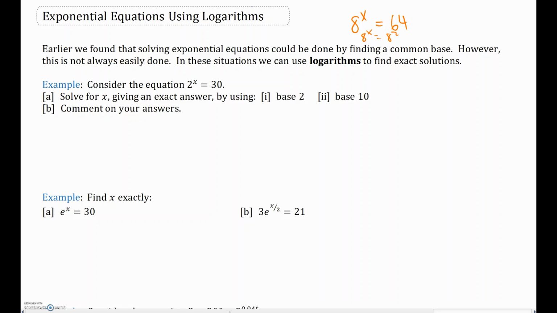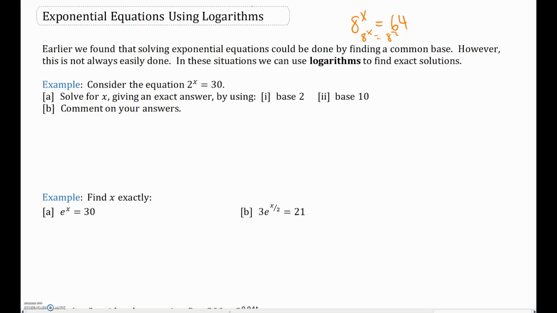So look at example 1. Consider the equation 2 to the x equals 30. Dang it, if it was 32, we could have written that as 2 to some power, right? However, we can't. So we can kind of guess. Let's see, 2, 4, 8, 16. 32 is 2 to the 5th, so it's a little less than 5 is all I can tell you. That's a little helpful, but not super helpful.